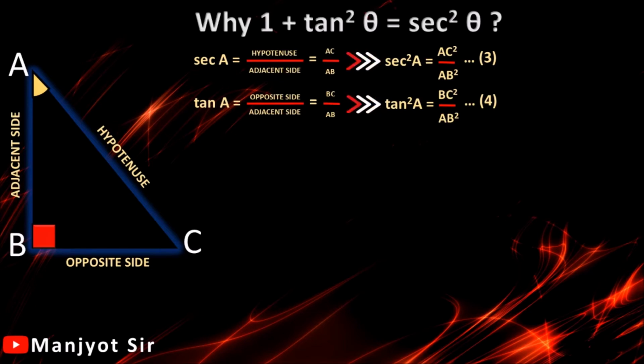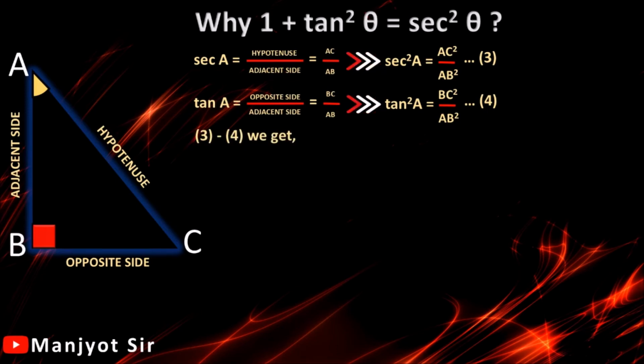Whenever there is 1 on the left hand side, in the last proof 1 was on the right hand side, so we added those terms. But here in this identity, 1 is on the left hand side. It is 1 plus tan square theta is equal to sec square theta, that is, 1 is on the left hand side, so we'll subtract this term. So we'll subtract 3 and 4.